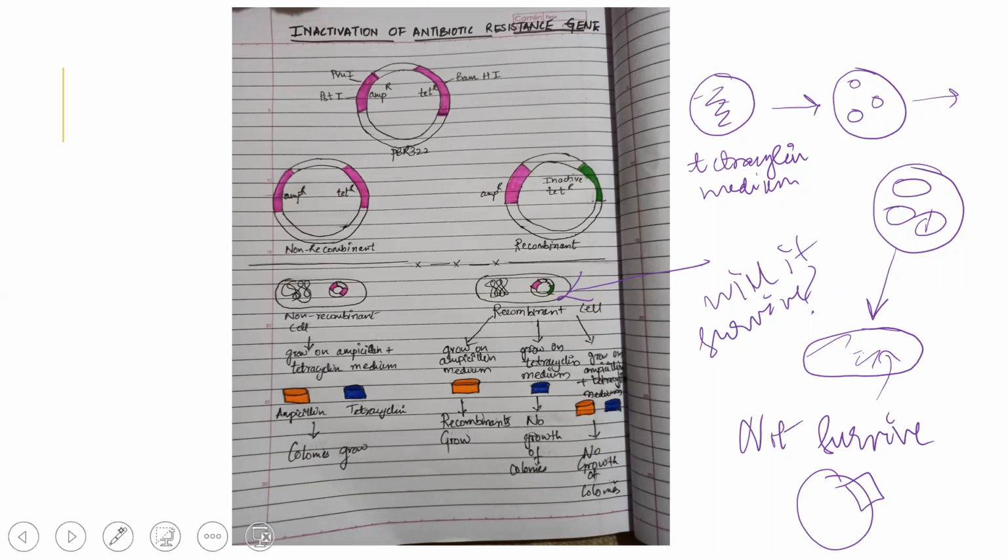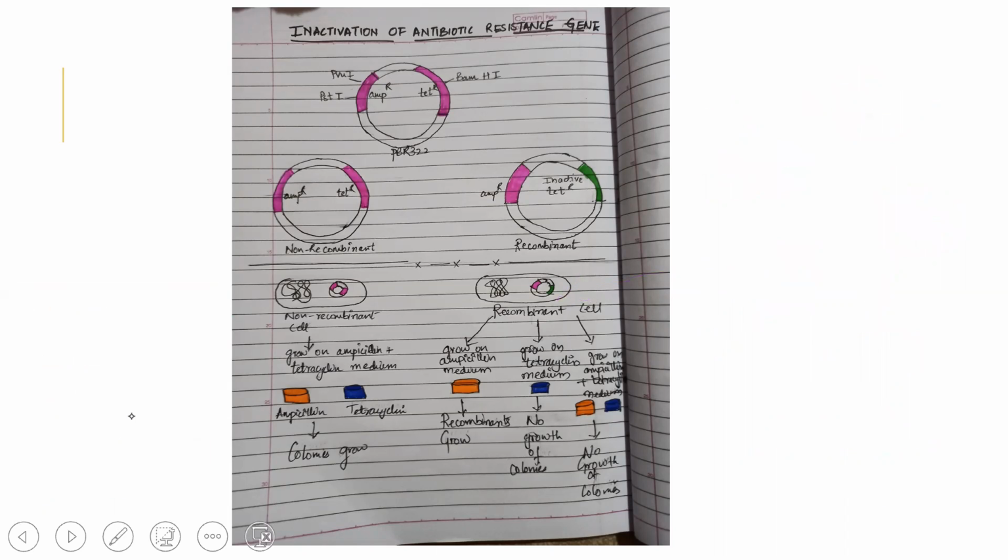In this case, it is a non-recombinant cell. The tetracycline resistance is active. Thereby, if we grow them on ampicillin and tetracycline medium, these two antibiotics will not kill the cell, and the colonies will grow.